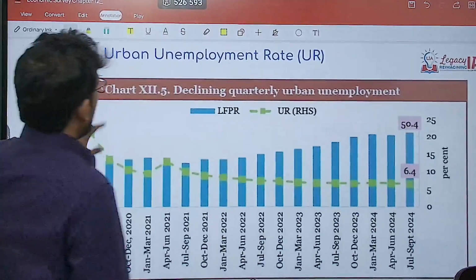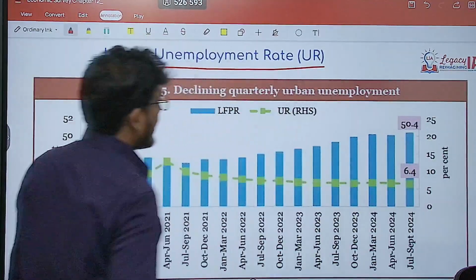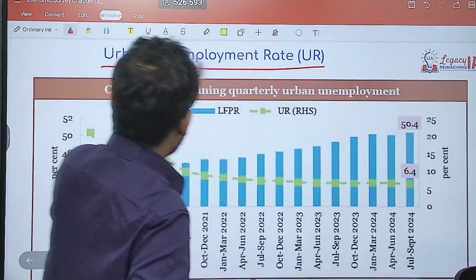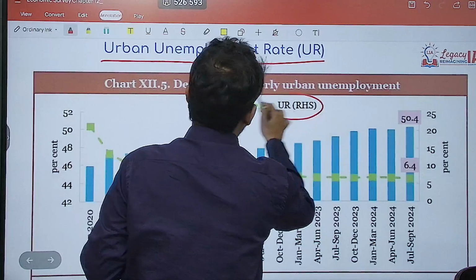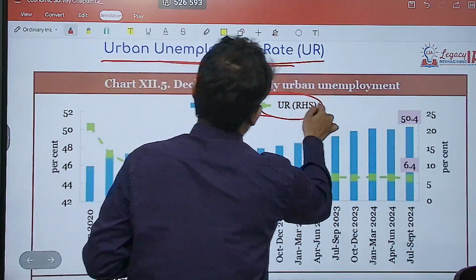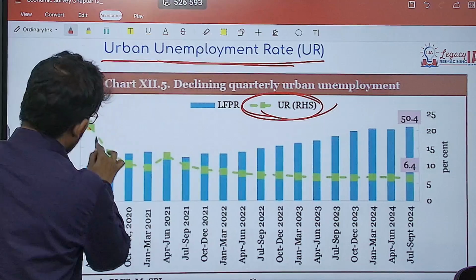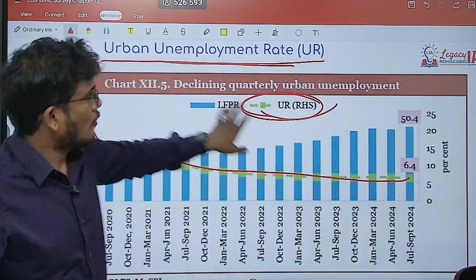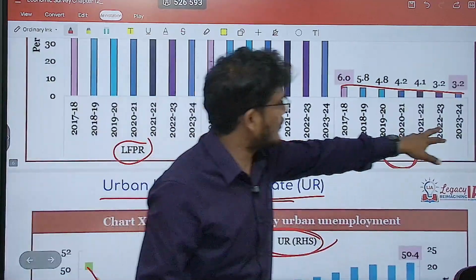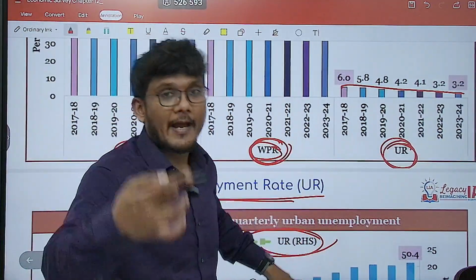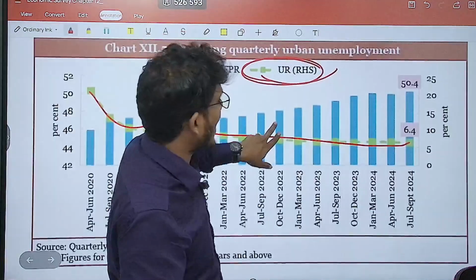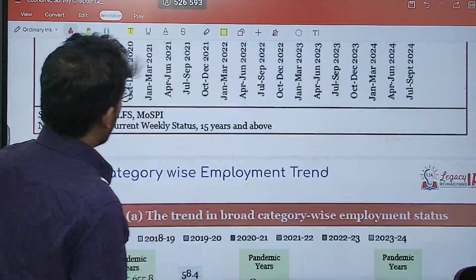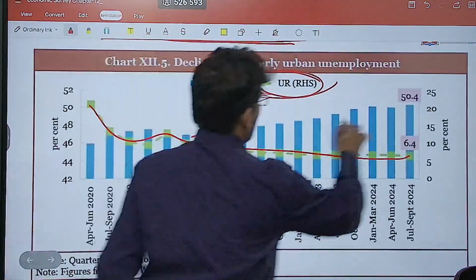Now, urban unemployment rate, if you see that, what is happening? The overall unemployment rate has gone down, but if you look at the urban unemployment rate, even that is on a decline. So your total unemployment rate is here, and the urban unemployment rate is higher than the rural one, but even that is declining. I hope that is clear. And that decline is seen even though the labor force participation is increasing.